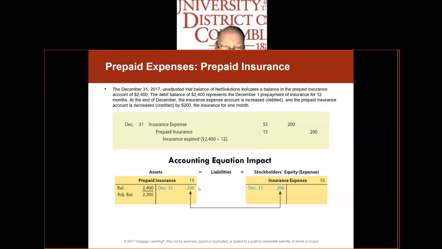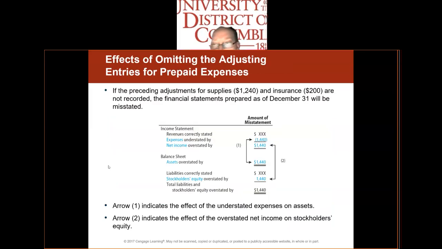Assets, I decreased my assets by 200 because it's prepaid insurance, and I increased my insurance expense by 200. The accounting equation is always in balance. And here's how it would look if I failed to make that adjusting entry. It would make it look like I'm over by that 200, yeah?